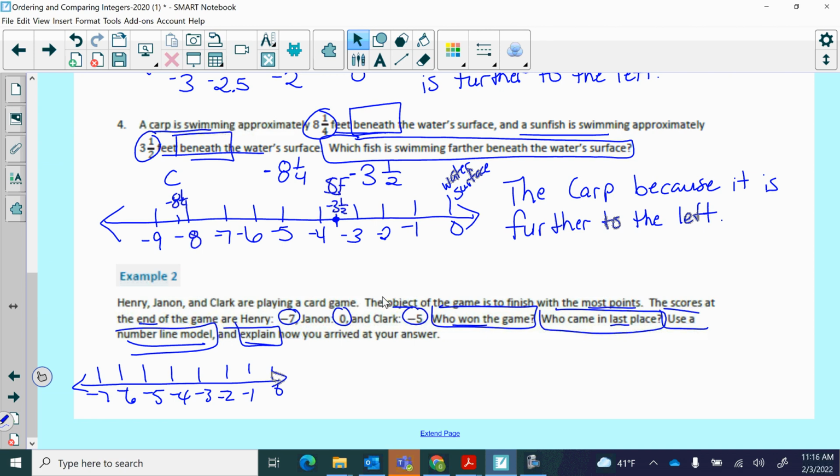Now, for Henry, he's at -7. So at -7, I'll make sure I label it, and H is the number of Henry's points. Make it longer. That's why we do stuff in pencil. Janet is at 0, so here I will put J. So J is Janet's points. And the last one, Clark is at -5.